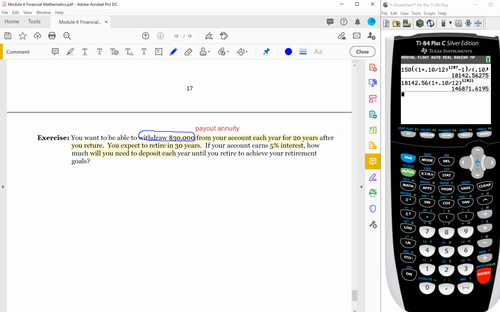You expect to retire in 30 years. So this is before your retirement. And so you're asked, how much will you need to deposit each year until you retire to achieve your retirement goals? And I'm thinking that's the $30,000 that you're going to withdraw. That's your retirement goal. So how much will you need to deposit? Well, here you're depositing money. You're making regular contributions into your account. This looks like a savings annuity formula problem.